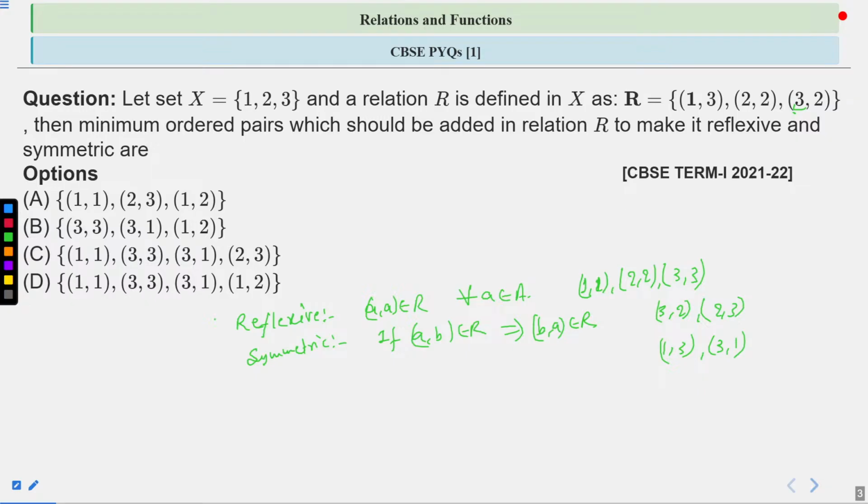After that, solve this question. So you have 10 seconds to solve or think about this question. After that we will discuss the solution part.